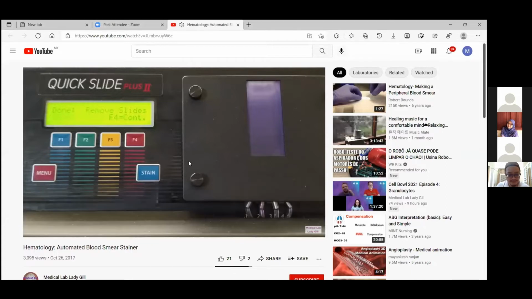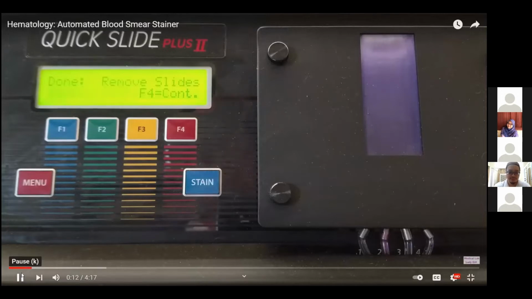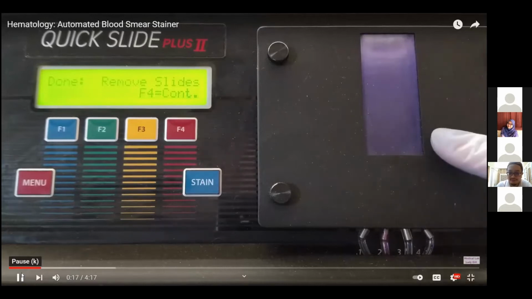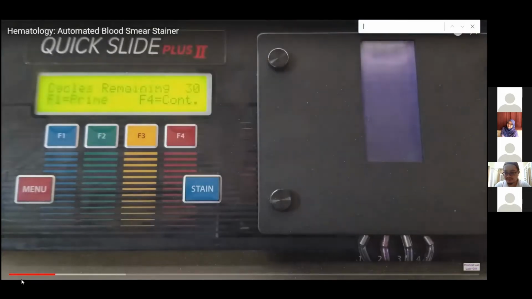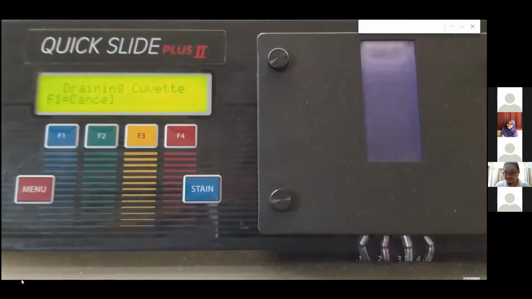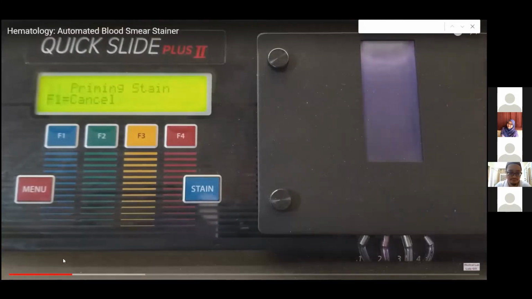Okay. So this is one of the automated hematology slide stainers. It can stain both blood smears and bone marrow smears. It does one slide at a time, so this is not for high volume laboratories. Since it's been sitting for a while, we're going to prime it first. So we press F4 to continue and then F1 to prime. So it drains out everything that it possibly has in the cuvette first.